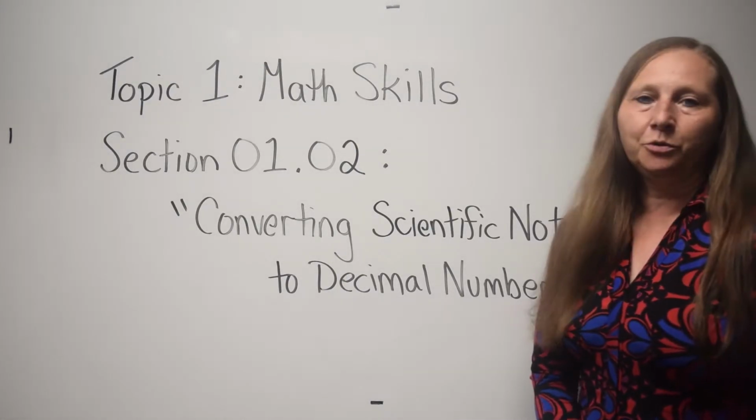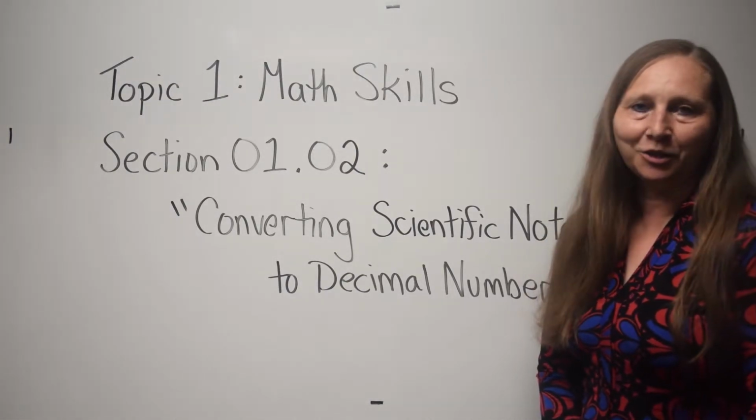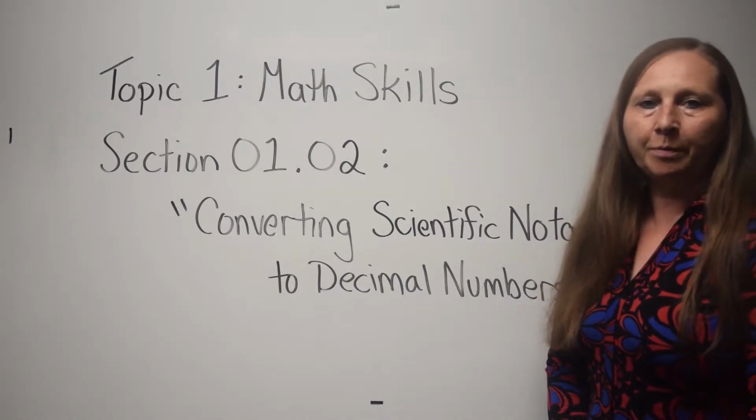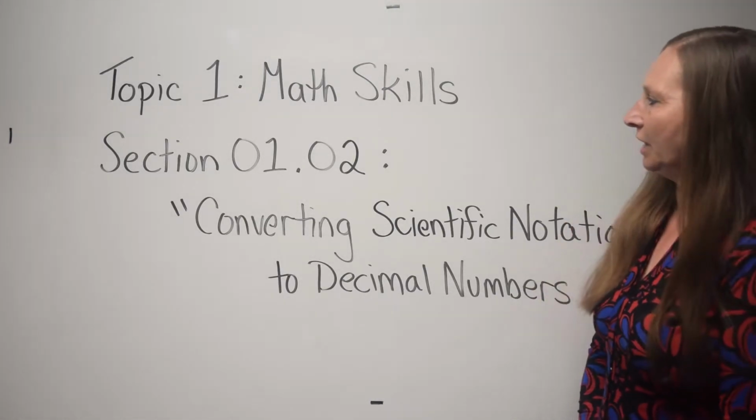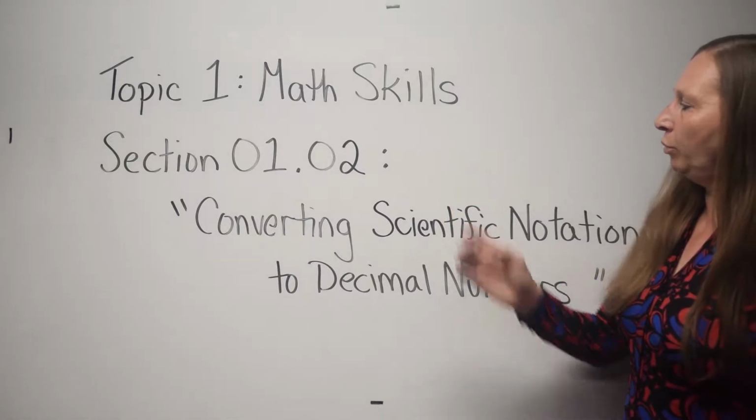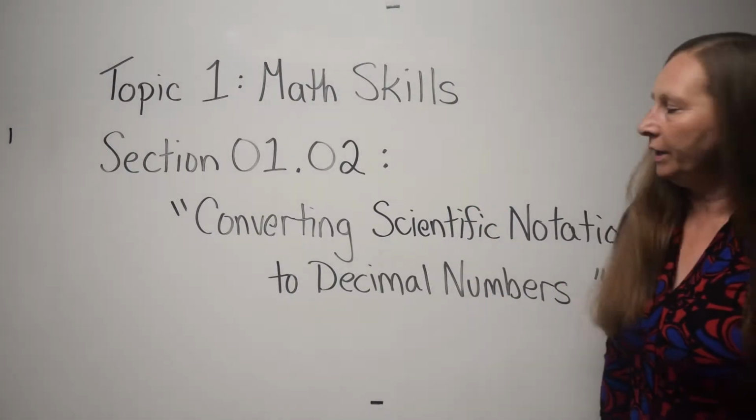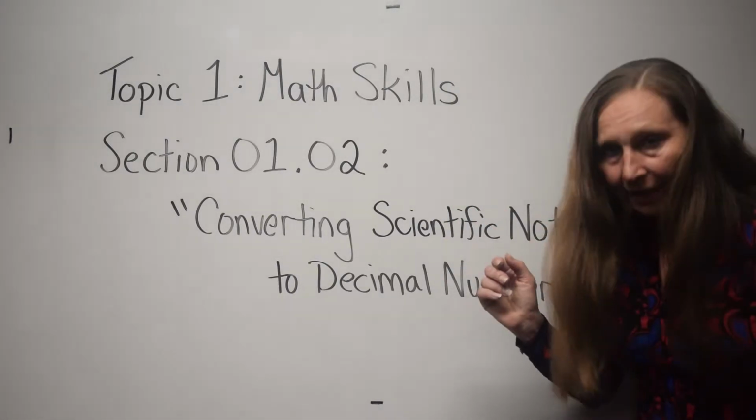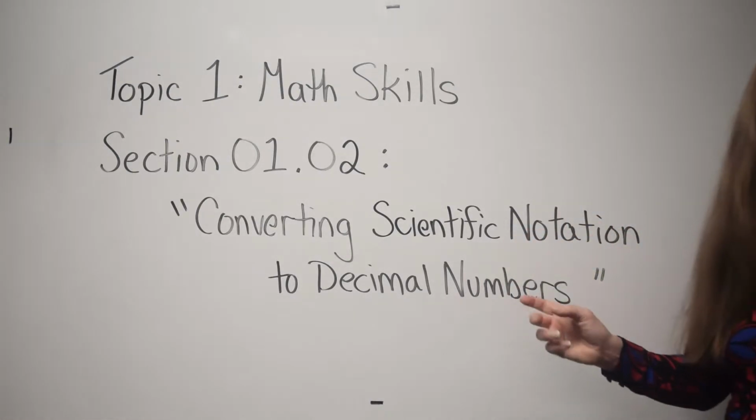Hello and welcome to Topic 1, Math Skills, suitable for an algebra-based first-year chemistry or physics class. This is section 1.2, and I will be talking about how to convert scientific notation to decimal numbers.